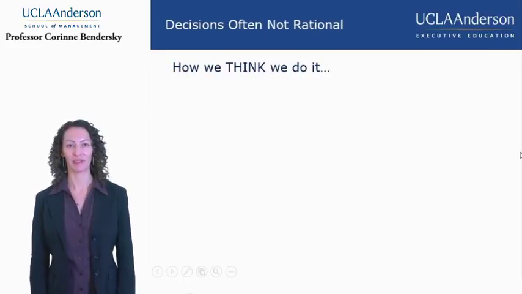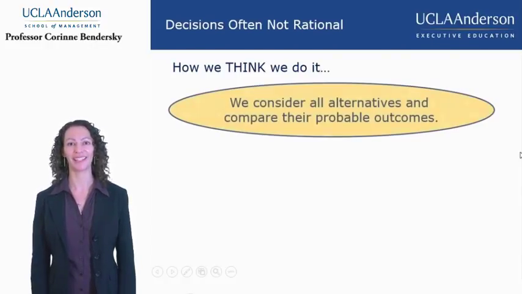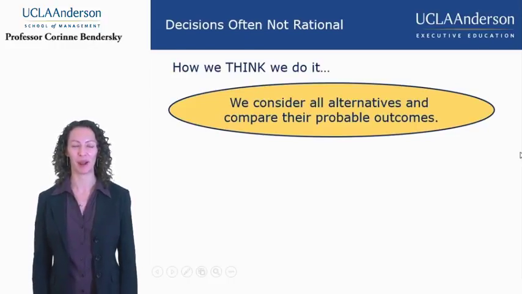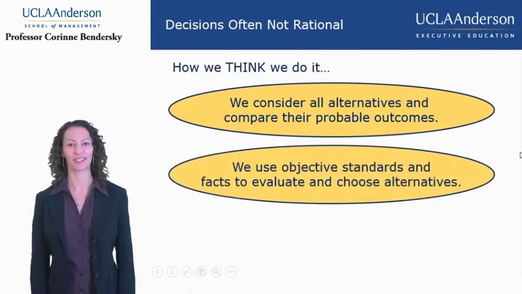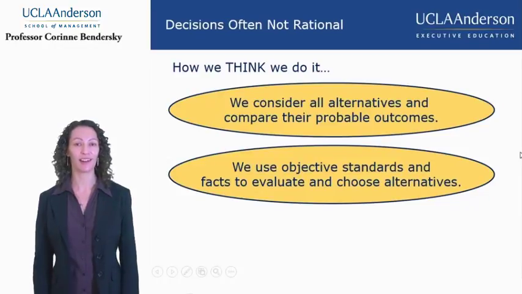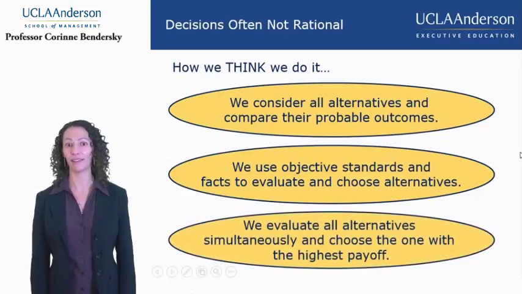We often think that when we make decisions, we're very rational. We follow the prescriptive advice of considering all of our alternatives and comparing their probable outcomes. We use objective standards and facts to evaluate and choose the alternatives, and we evaluate all of the alternatives simultaneously and choose the one with the highest payoff.